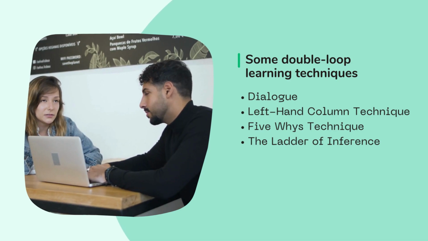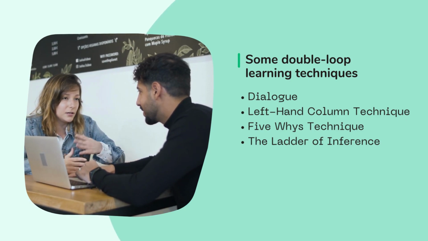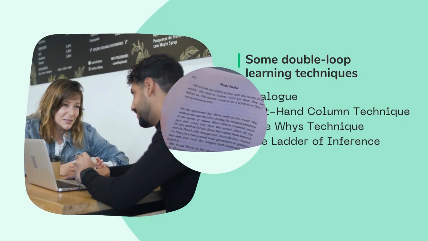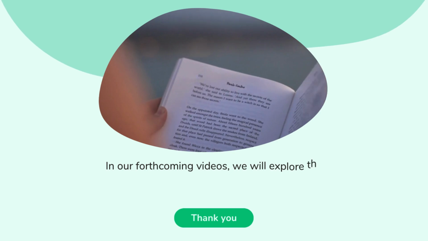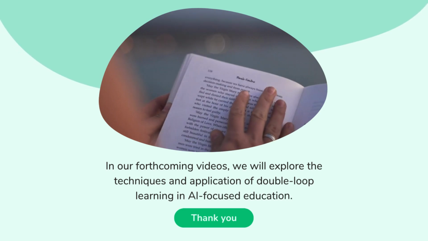Some of the key techniques for double loop learning include dialogue, the left-hand column, the 5 whys, and the ladder of inference. In our forthcoming videos, we will explore the techniques and application of double loop learning in AI-focused education.